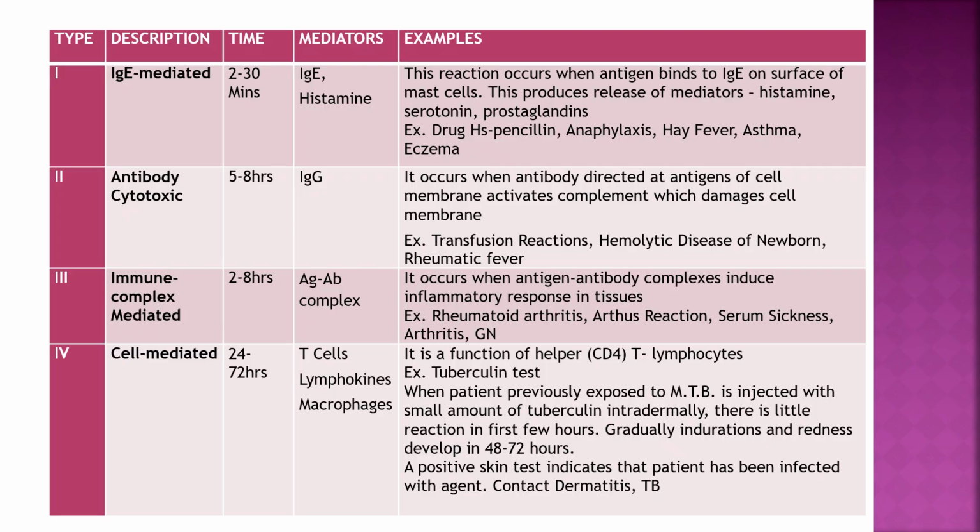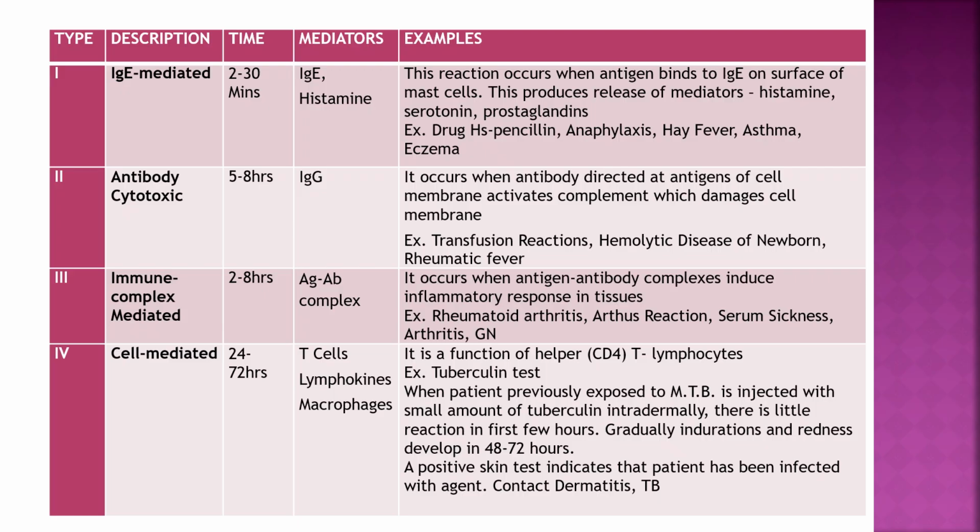Type 2 is antibody cytotoxic, with time within 5 to 8 hours, and mediator IgG. It occurs when antibody directed at antigens of the cell membrane activates complement, which damages the cell membrane. Example: transfusion reaction, hemolytic disease of newborn, rheumatic fever. Type 3 is immune complex mediated. Time is 2 to 8 hours, and the mediator is antigen antibody complex. Mechanism: it occurs when antigen antibody complexes induce an inflammatory response in tissues. Example: rheumatoid arthritis, Arthus reaction, serum sickness, arthritis, and glomerulonephritis.